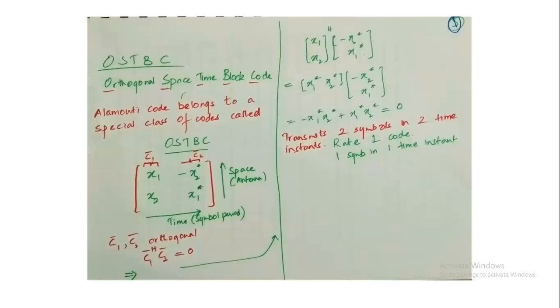What are orthogonal space-time block codes? If we recall our previous lecture, which was on the Alamouti code, it belongs to a special class of codes called orthogonal space-time block codes. Why are they called orthogonal? Because the columns of the space-time matrix discussed before are orthogonal to each other. That is depicted here. What we do is transmit two symbols in two time instants, so the rate of the code is basically one symbol in one time instant.